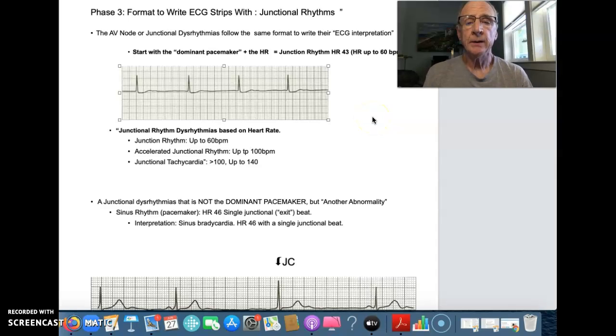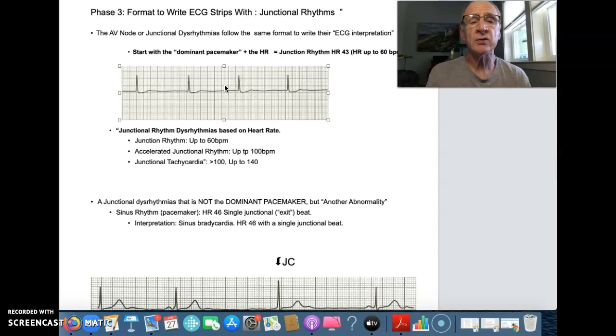This short video, again, is going to focus on how you would read an ECG strip where the dominant pacemaker is in the AV node or the junctional node. And again, because it has nothing to do with the sinus SA node, junctional rhythms are all abnormal. So we are looking at this ECG. It's in your quiz. They ask you for your interpretation.